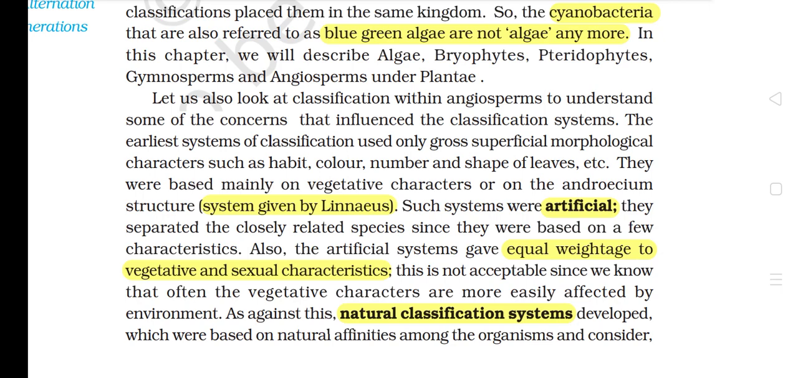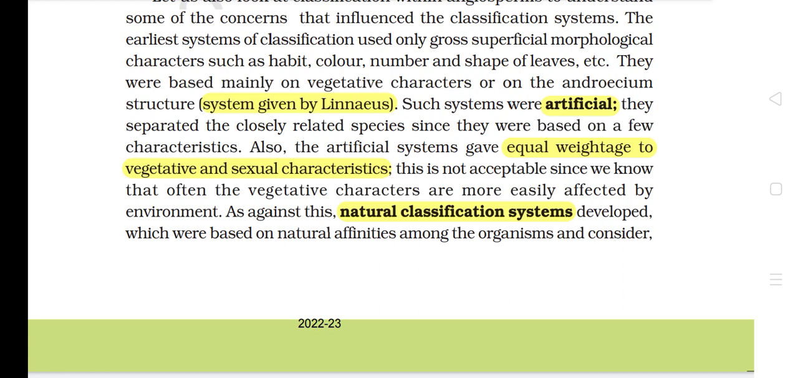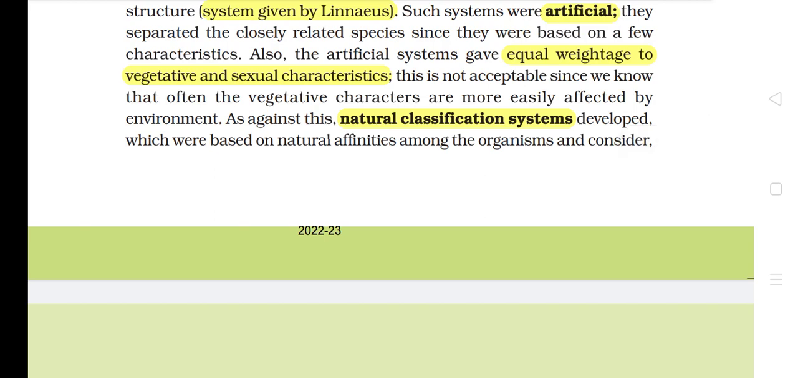Let us also look at classification within angiosperms to understand some of the concerns that influence the classification systems. The earlier system of classification used only gross superficial morphological characters such as habit, color, number, and shape of leaves, etc. They were based mainly on vegetative characters or on the androecium structure system given by Linnaeus. Such systems were artificial. They separated the closely related species since they were based on a few characteristics. Also, the artificial systems gave equal weightage to vegetative and sexual characteristics. This is not acceptable since we know that often the vegetative characters are more easily affected by environment.